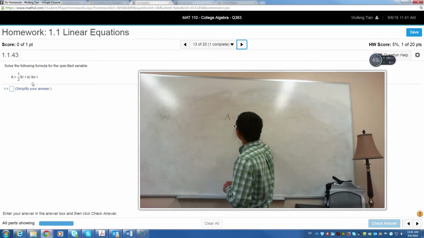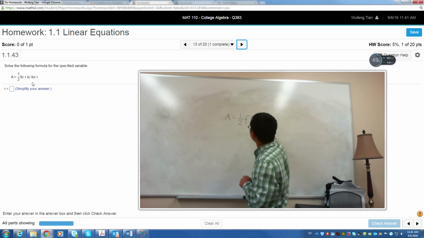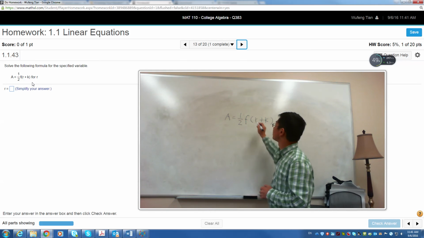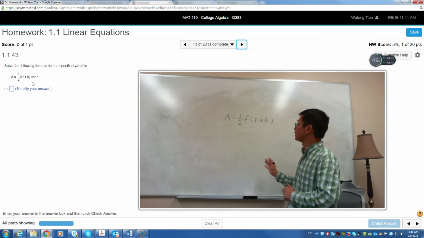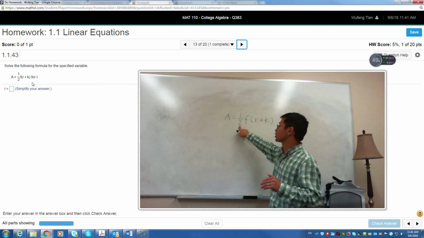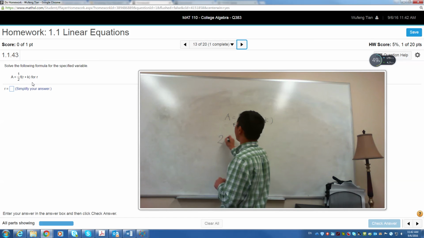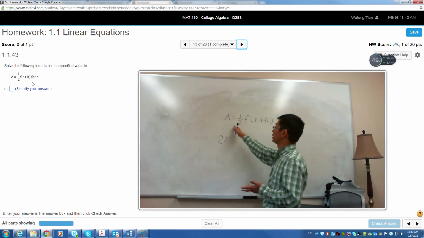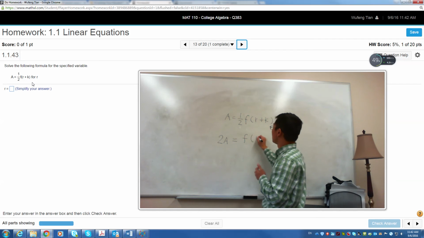A equals 1/2 f times r plus k. We solve for r. I want to isolate this r. So we need to get rid of them step by step. First thing, 1/2. Whenever you see a fraction, you want to get rid of the denominator. So you multiply both sides by 2. We're going to have 2a. If you multiply this by 2, the 1/2 times 2 is 1. So multiply this by 2, got 2a. Multiply this by 2, 1/2 goes away. You only have f times r plus k.